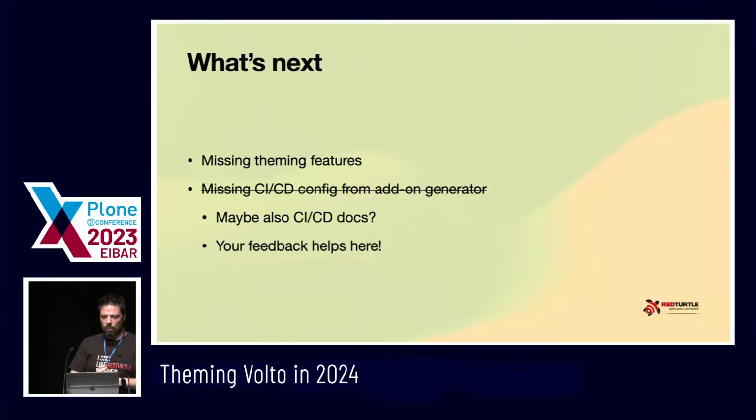And we might want to add CI/CD examples for how to build production sites with these kind of themes to the documentation at some point. And, of course, we need your help.